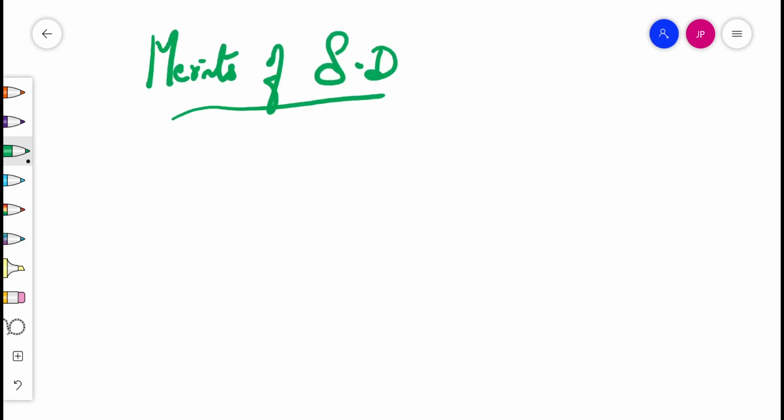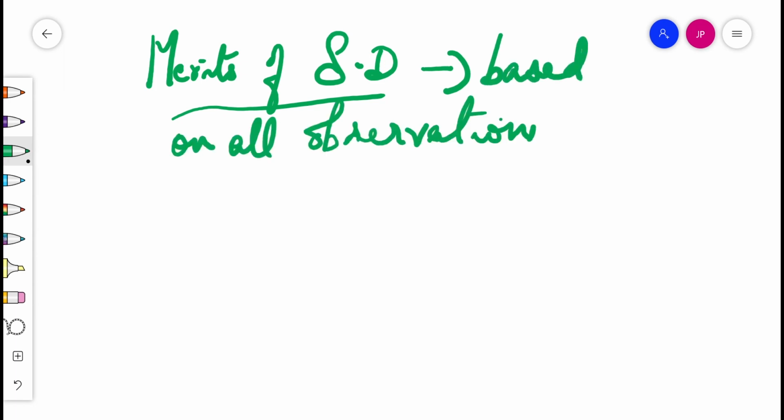What are the merits of standard deviation? It's rigidly defined and it is based on all observations, whereas range and quartile deviation are not based on all items. In the case of standard deviation, it takes algebraic signs into consideration, whereas these are ignored in mean deviation. We can find the combined standard deviation of two or more series also, and it serves as the basis of other measures like correlation, etc.